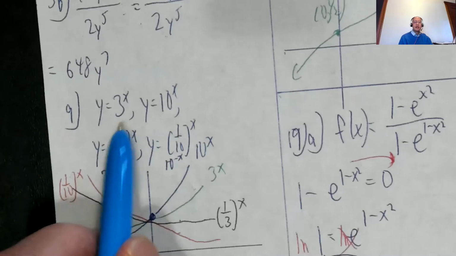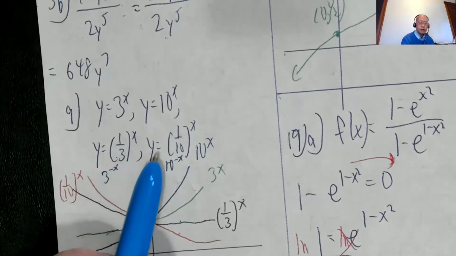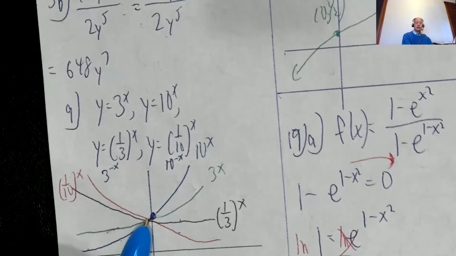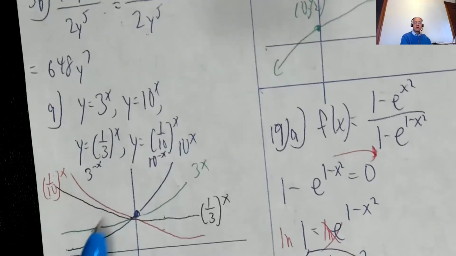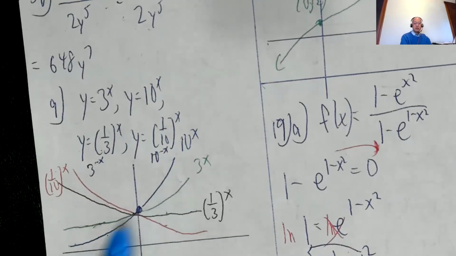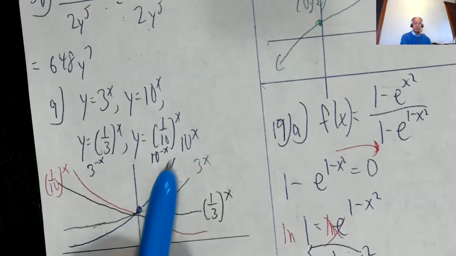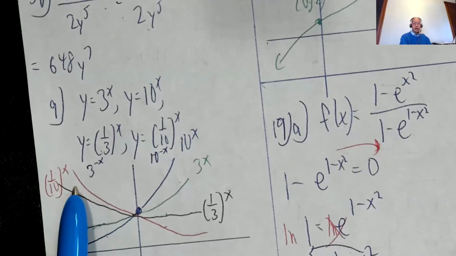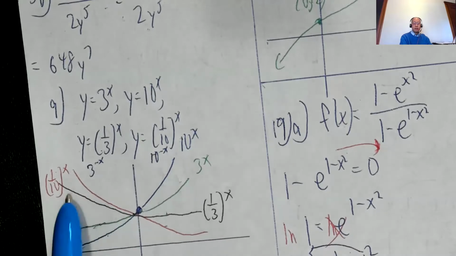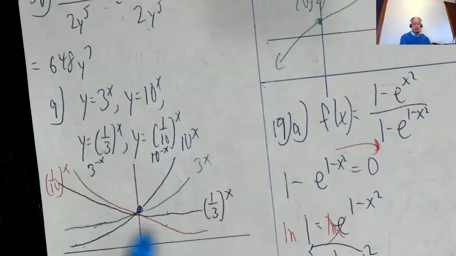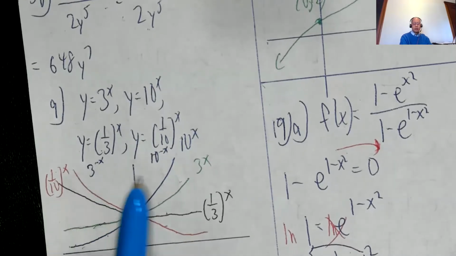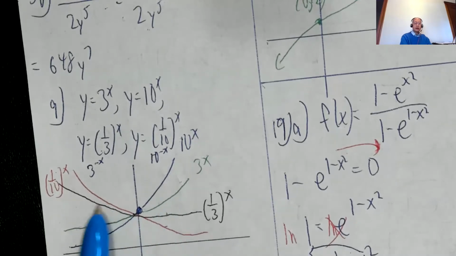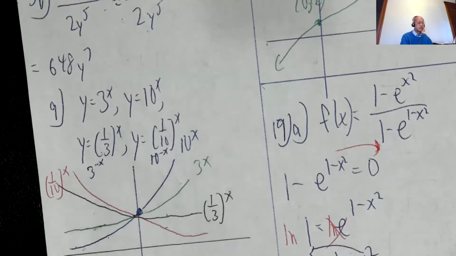Rough sketch of 3 to the x, 10 to the x, 1/3 to the x, 1/10 to the x. Well, they all go through 0, 1. 3 to the x and 10 to the x are increasing. So 3 to the x like so, 10 to the x. On this side, it's above, but on this side, it's below. And then 1/3 to the x is like so. 1/10 to the x on this side is below, so on this side, it's above. Okay, so the two graphs switch sides, so to speak, after 0, 1. The one that was higher on this side becomes lower on this side.